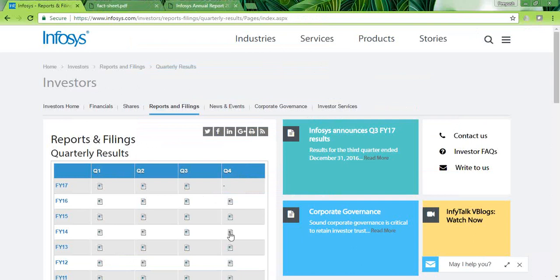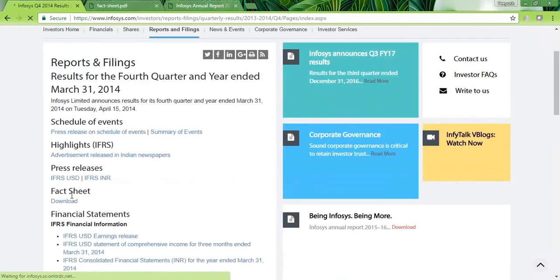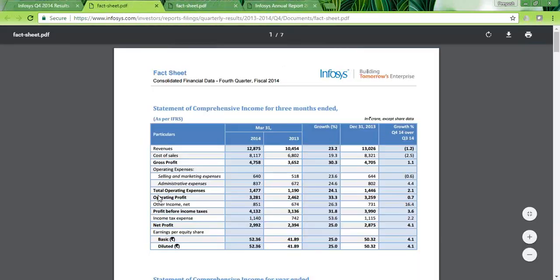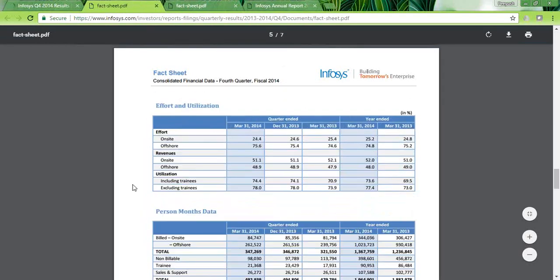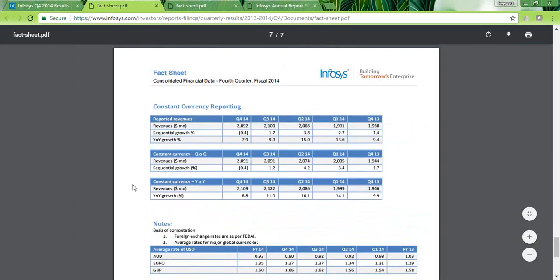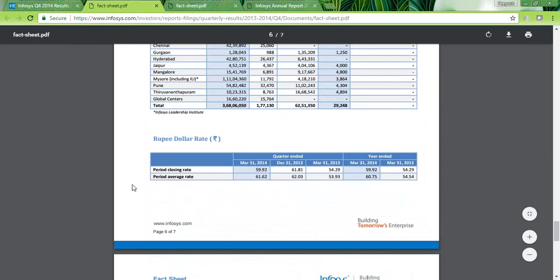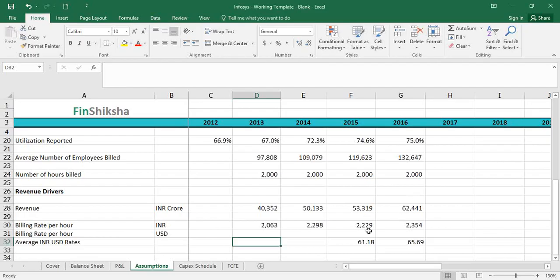So we can go to 2014 results, Q4 results, click on the fact sheet there. The fact sheet on one of the pages would basically report the closing rates here as well. So 60.75 and 54.54 are the rates we get for the rupee dollar.